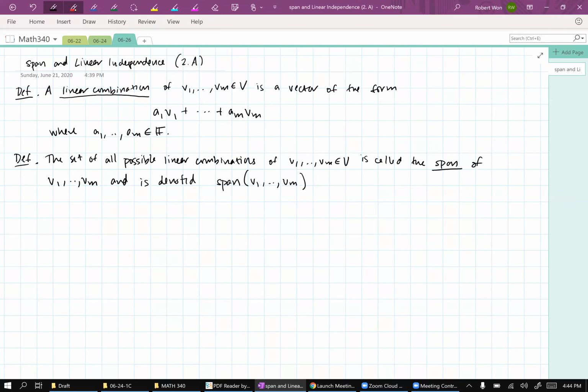Okay, so this thing here denotes a whole collection of vectors, every possible linear combination of the vectors v1 up through vm. So to be very explicit, this is a set of vectors. This is a set of all possible linear combinations, a1 v1 up through am vm, such that a1 through am are scalars in F.